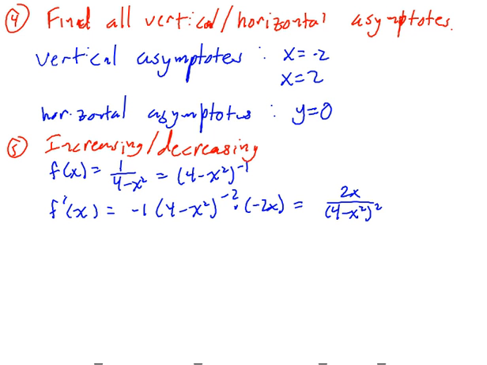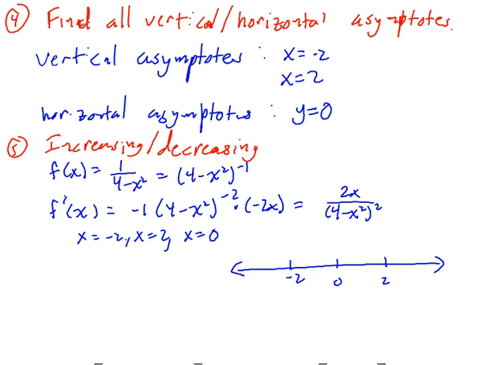Now, when is the derivative either 0 or undefined? Well, it's undefined when x is negative 2 and when x is positive 2. And when is the derivative equal to 0? Well, that's when the numerator is 0, and that would be when x is 0. So those are our critical numbers. So we could plot those on the number line.